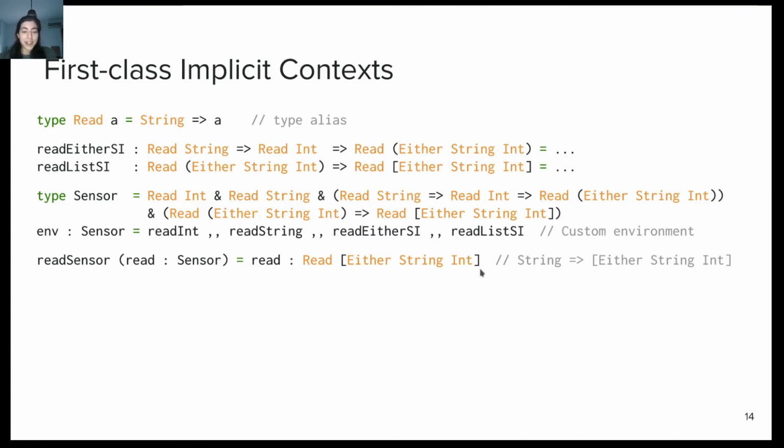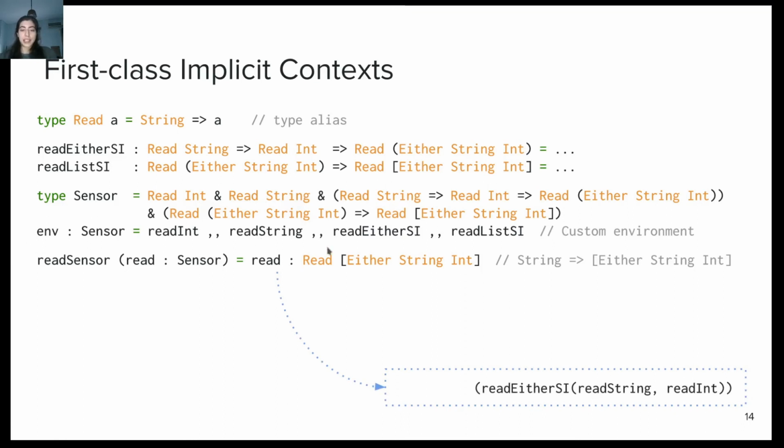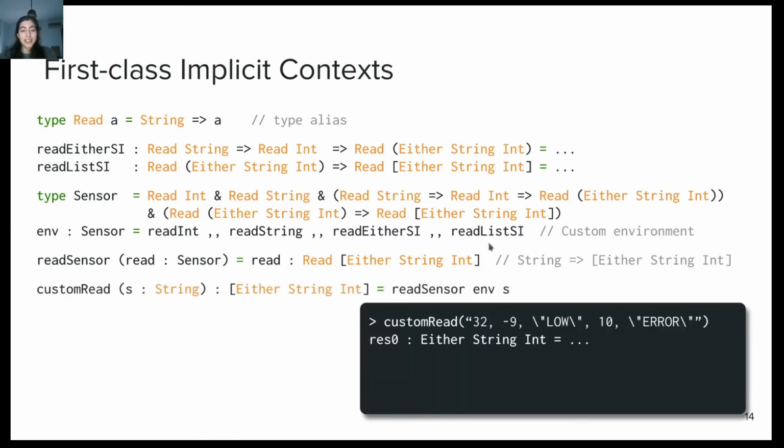It is this function that will do the job of resolution, but through subtyping. So once we call readSensor with our custom environment env, it will pass readString and readInt to readEitherSI, and it will apply readListSI to the result. We are now ready to define our function customRead, which takes a string and parses it as a list of either string int functions.